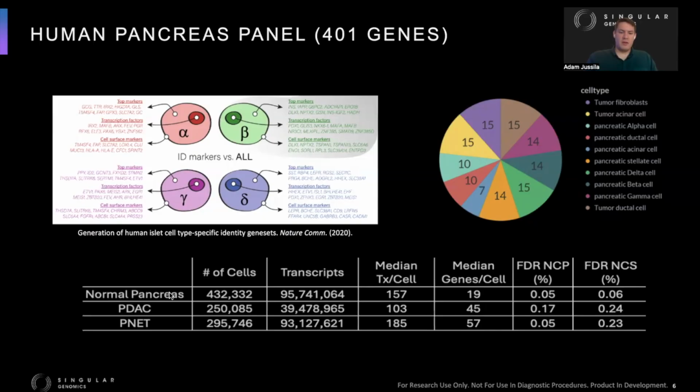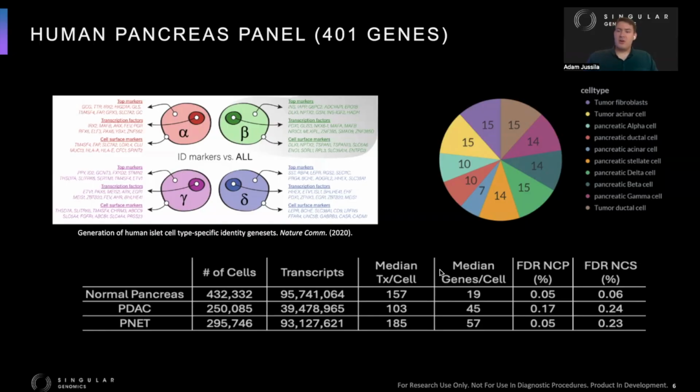Among these, we have normal pancreas, PDAC or pancreatic ductal adenocarcinoma, a common cancer type, as well as PNET or pancreatic neuroendocrine tumor, another common cancer type. Each of these samples got hundreds of thousands of cells per tissue block, tens of millions of transcripts, and really robust median transcripts per cell over 100 transcripts per cell.